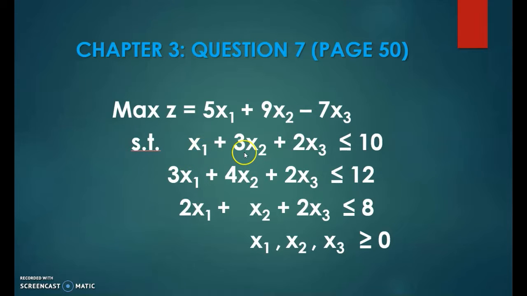First, x1 + 3x2 + 2x3 ≤ 10. Second, 3x1 + 4x2 + 2x3 ≤ 12. Third, 2x1 + x2 + 2x3 ≤ 8. All variables are non-negative, which is greater than or equal to 0.